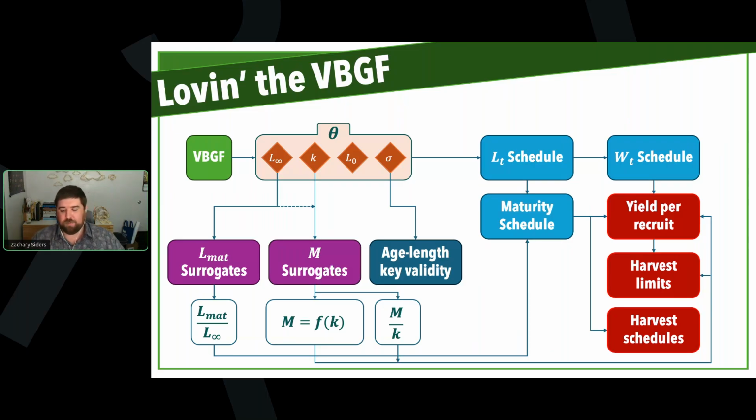So VBGF, it kind of goes everywhere. Again, other growth models have similar kind of structure and how they play with these other kind of outputs. But really, VBGF is the most common one.